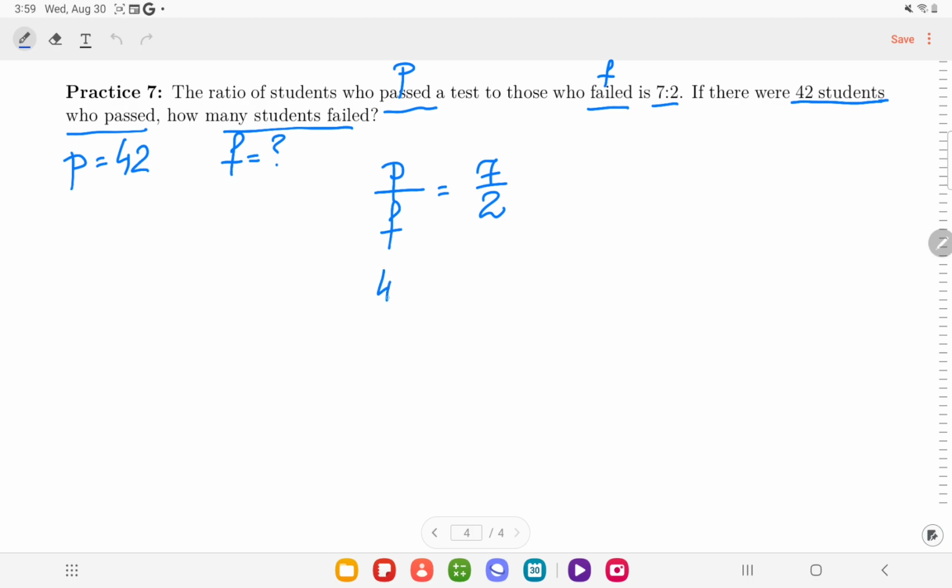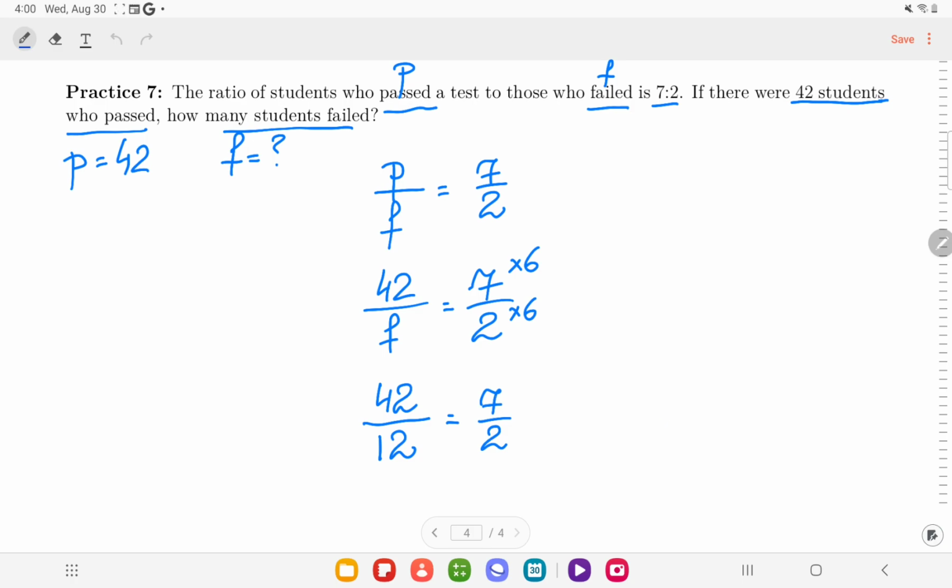Let's substitute P with 42 and find by what number we have to multiply 7 to get 42. 7 times 6 is 42. Let's multiply 2 times 6. When 42 students pass the test, 2 times 6, 12 students fail the test. The ratio is still 7 to 2. 12 students failed the test.